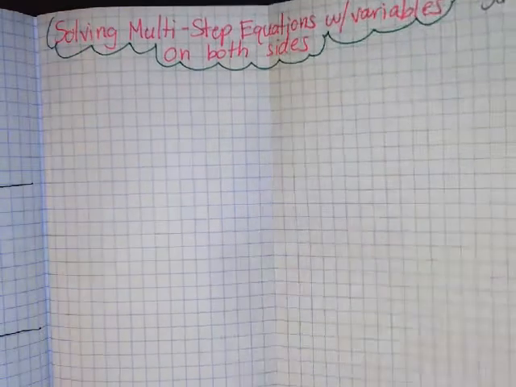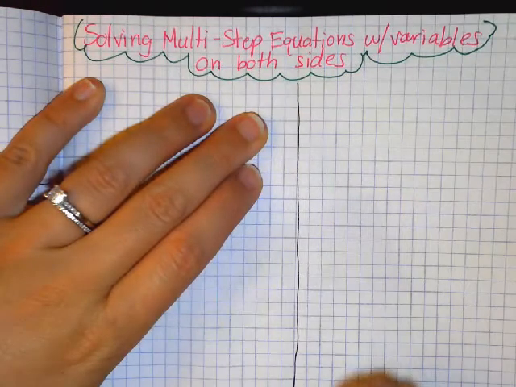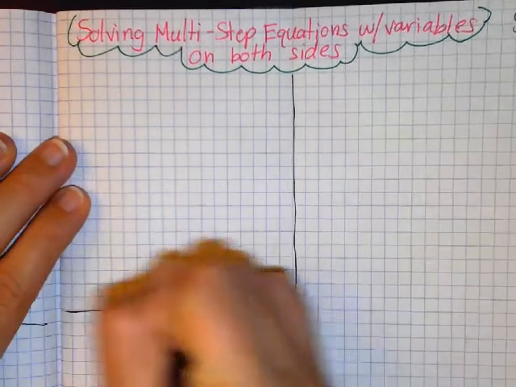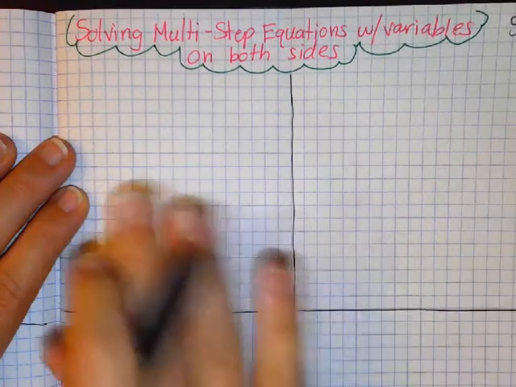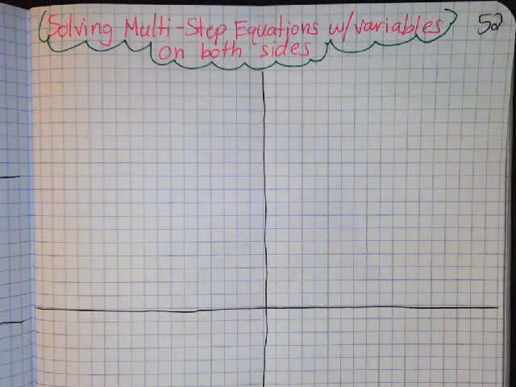I'm going to fold page 52 in half. I'm going to draw my line straight down. And then I'm going to draw the line in half, so I end up having 4 boxes. We're going to take notes through examples.